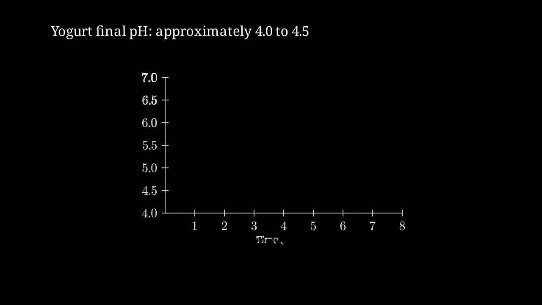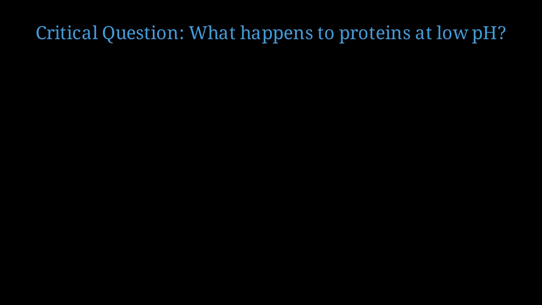This graph shows the pH dropping over time during fermentation. Notice the curve is steepest in the middle when bacterial activity is highest, then levels off as acids inhibit further growth. Now here's the key question that links chemistry to texture.